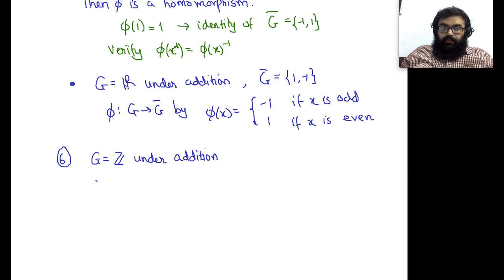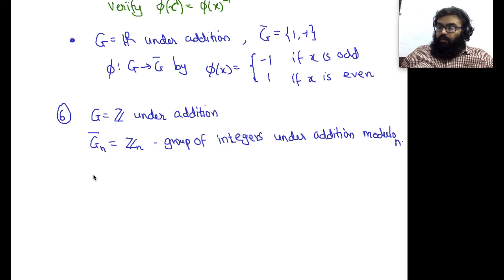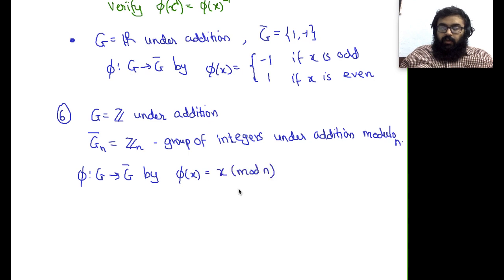And G bar equals Zn, the group of integers under addition modulo n. Define phi from G to G bar by phi of x equals x mod n. That is the remainder obtained by dividing x by n.